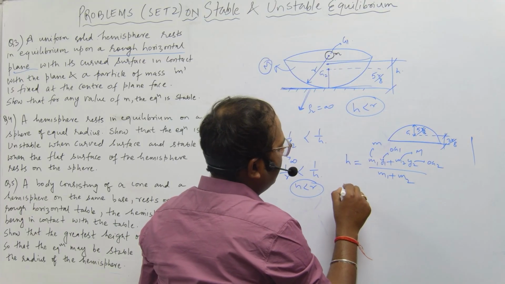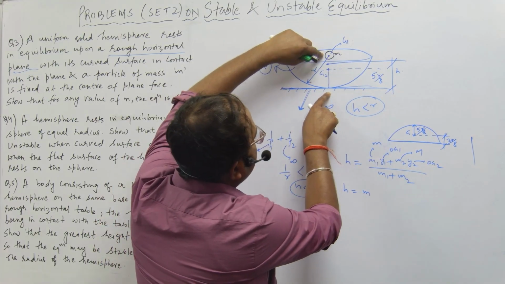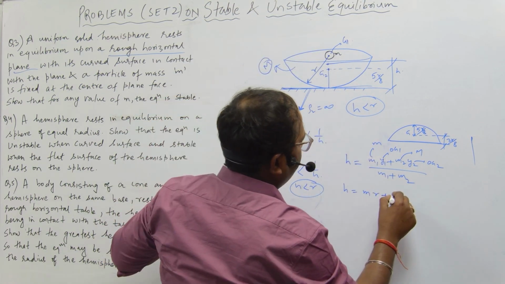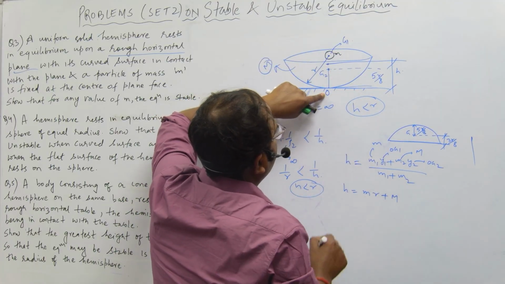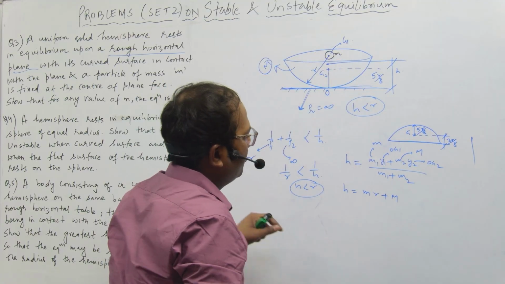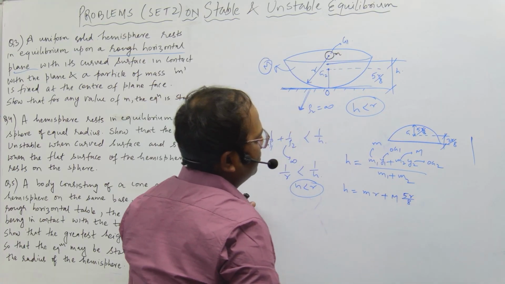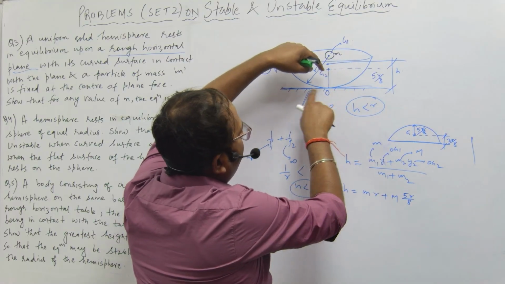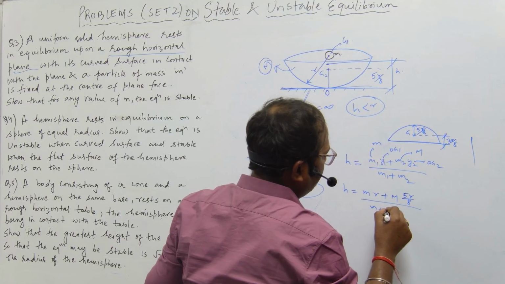Okay, so let us place the values. The h is equal to m times of OG1. OG1 is this distance, that is r, plus the value of m2 is capital M, times of OG2. Let us take this point as O. This is OG2 and this is OG1. So OG2 will be 5r upon 8. So this is 5r upon 8. Okay, this y2 is OG2. So this is the center of gravity of the hemisphere from this surface. So this is 5r upon 8, upon m plus capital M.